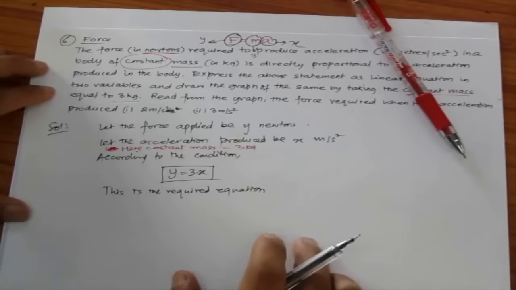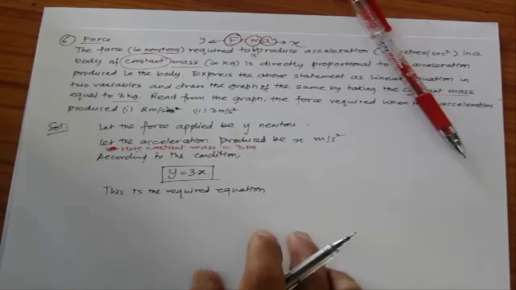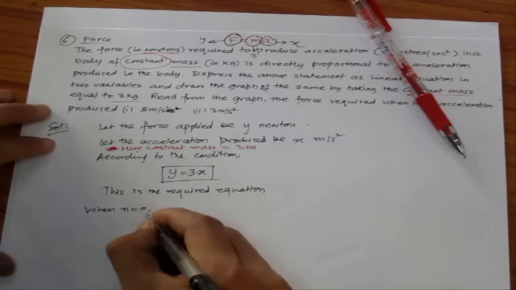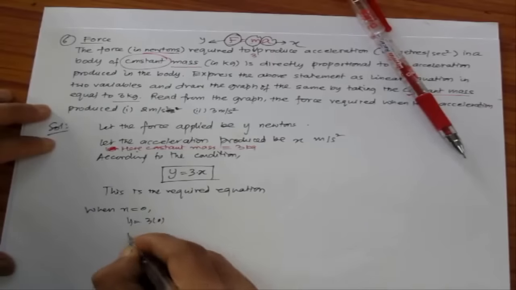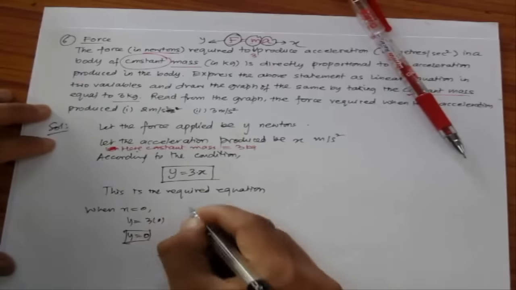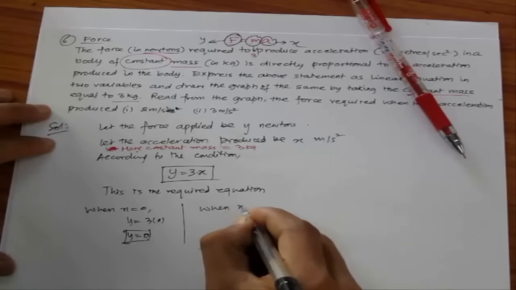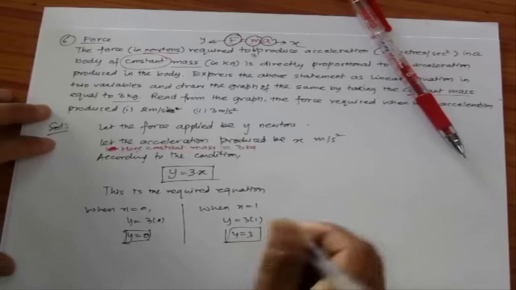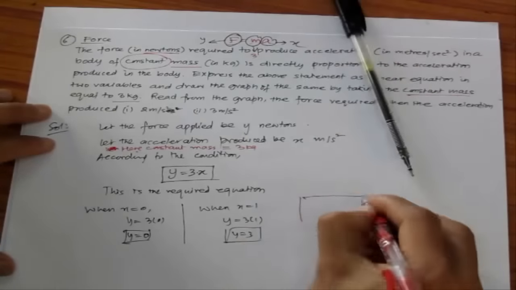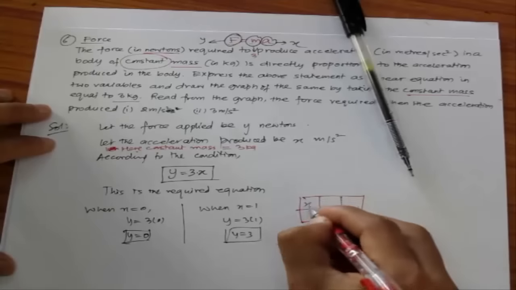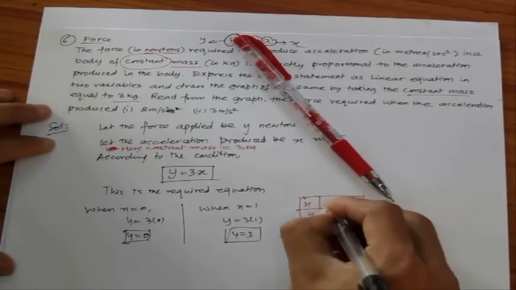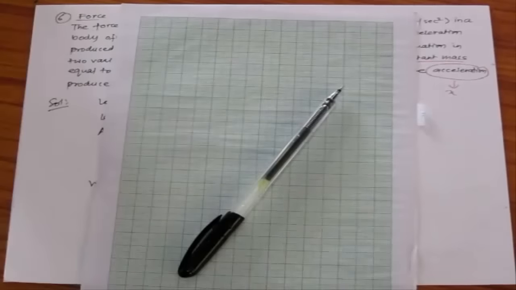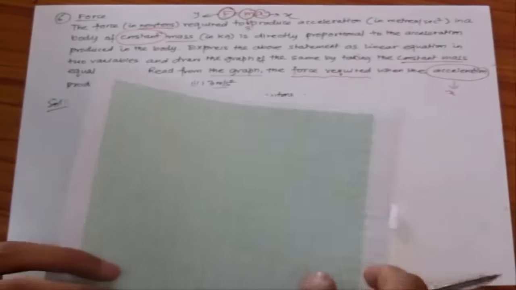Remaining, we are going to plot the graph. Same thing: we are going to find two solutions. When x equals 0, y equals 3 into 0, so y equals 0. One more solution: when x equals 1, y equals 3 into 1, so y equals 3. So we have got our two solutions. We write them in table form, x and y. When x is 0, y equals 0. When x equals 1, y equals 3.